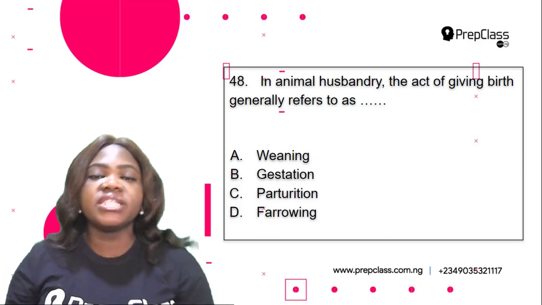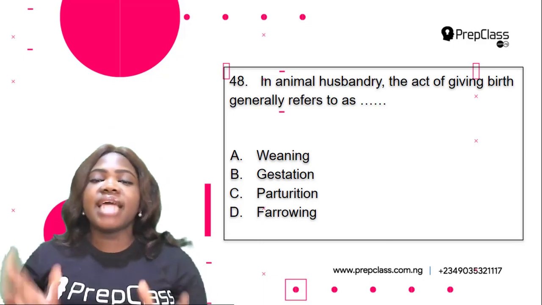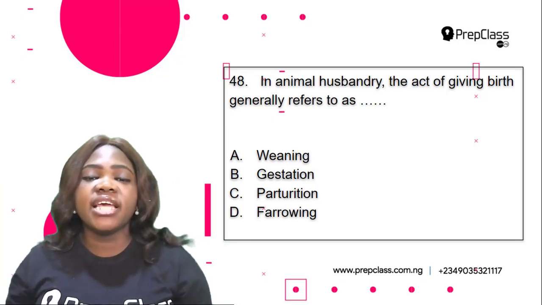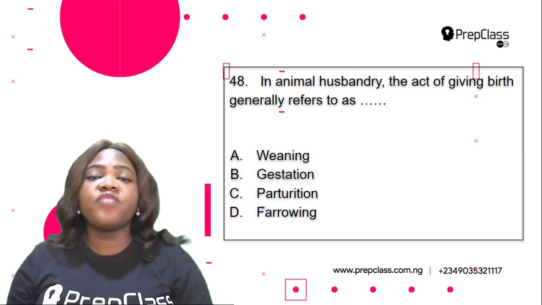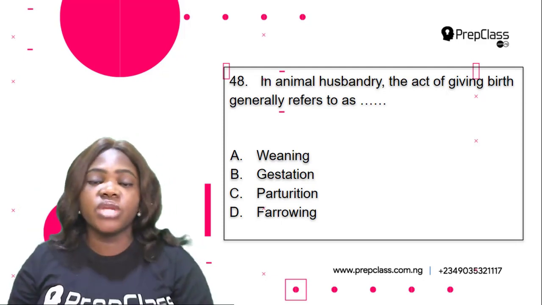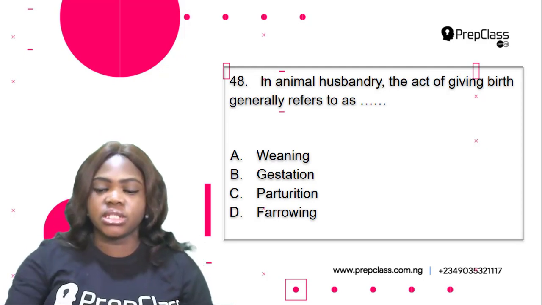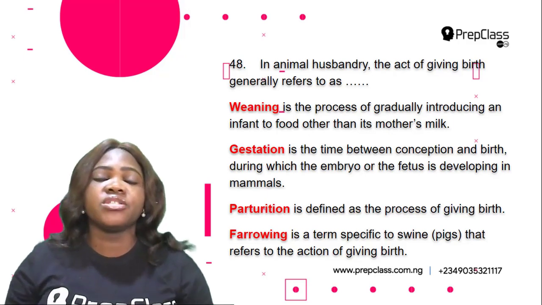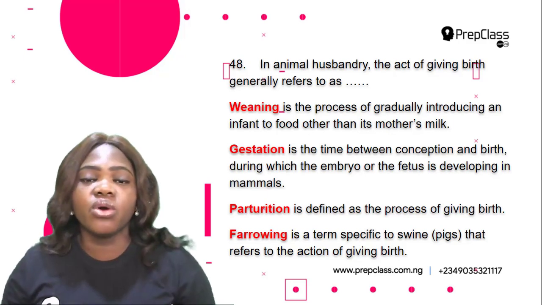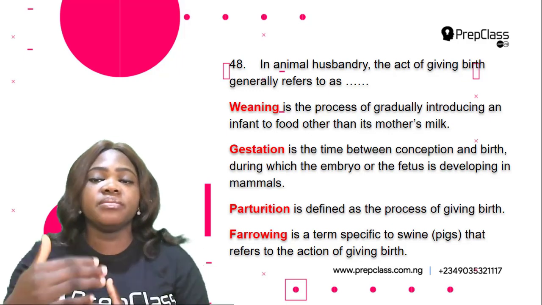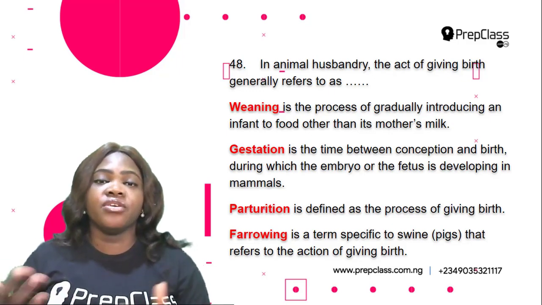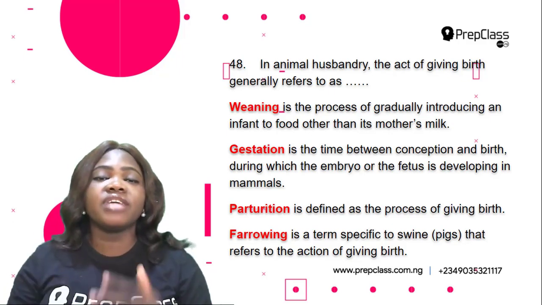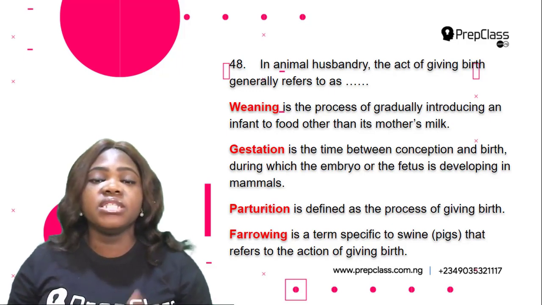Question 48. In animal husbandry, the act of giving birth generally refers to as dash. A. Weaning, B. Gestation, C. Parturition, D. Farrowing. So for us to be able to answer this question, we need to know the meaning of each of the following options. So what is weaning? Weaning is the process of gradually introducing an infant to food other than its mother's milk. So at some point in the infant's life, the infant has to be introduced to another kind of food, so it's no longer dependent on the mother's milk. So that process of gradually introducing an infant to another food is called weaning.